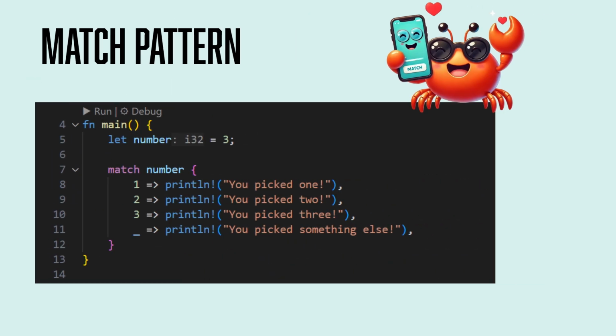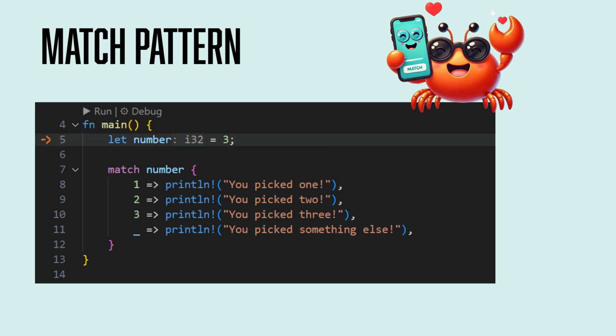The match pattern in Rust is a powerful control flow construct that allows you to compare a value against multiple patterns and execute different code based on which pattern matches. It's similar to a switch statement in other languages, but much more flexible and powerful. Let's see how it works.